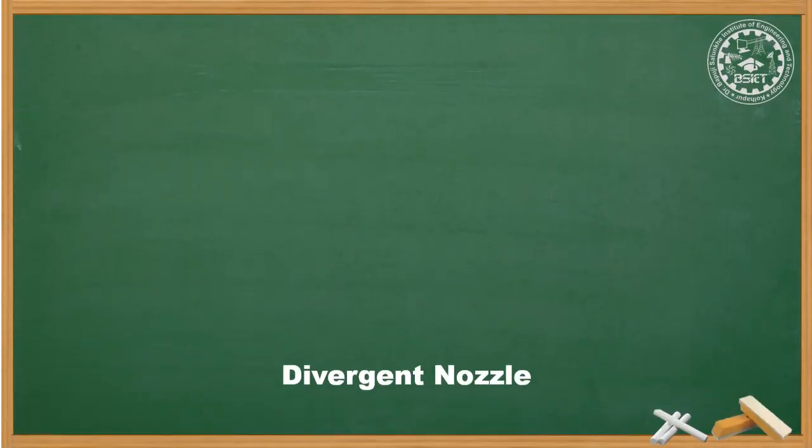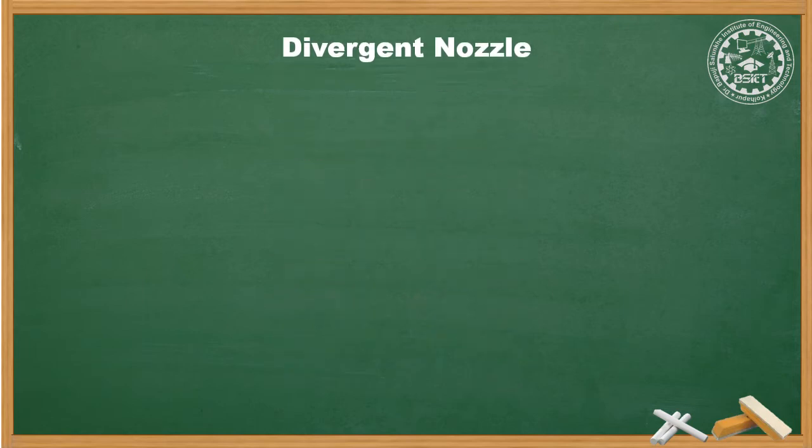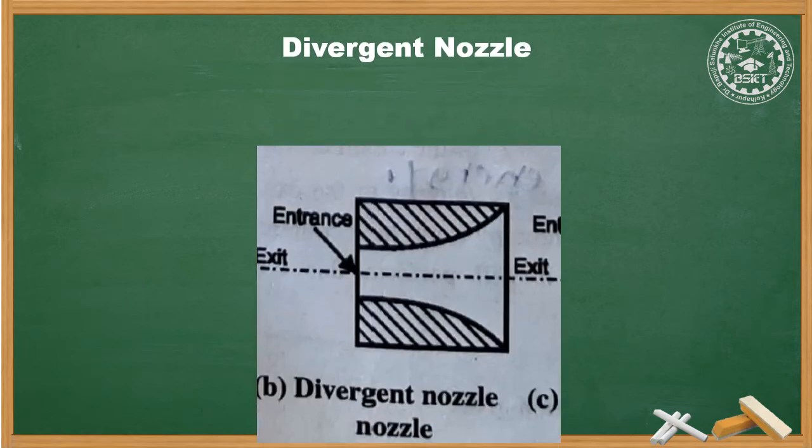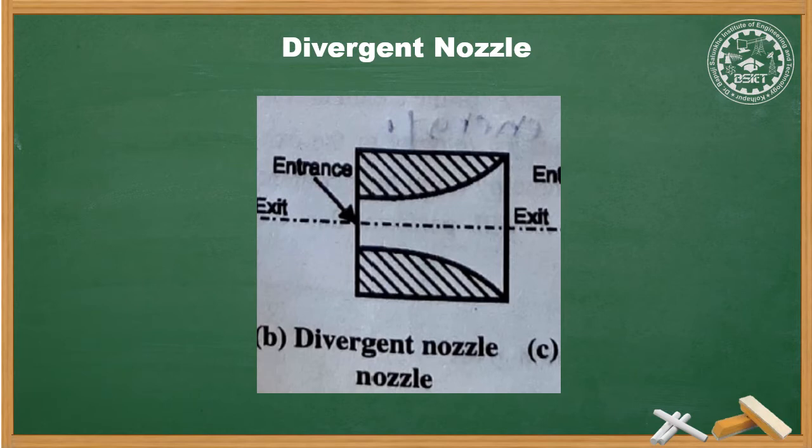Second one is the divergent nozzle. Figure below shows the divergent nozzle. Divergent nozzle is defined as: if the cross-sectional area of nozzle increases continuously from entrance to exit, then it is called a divergent nozzle. In divergent nozzle, the entrance is small whereas the exit is big.